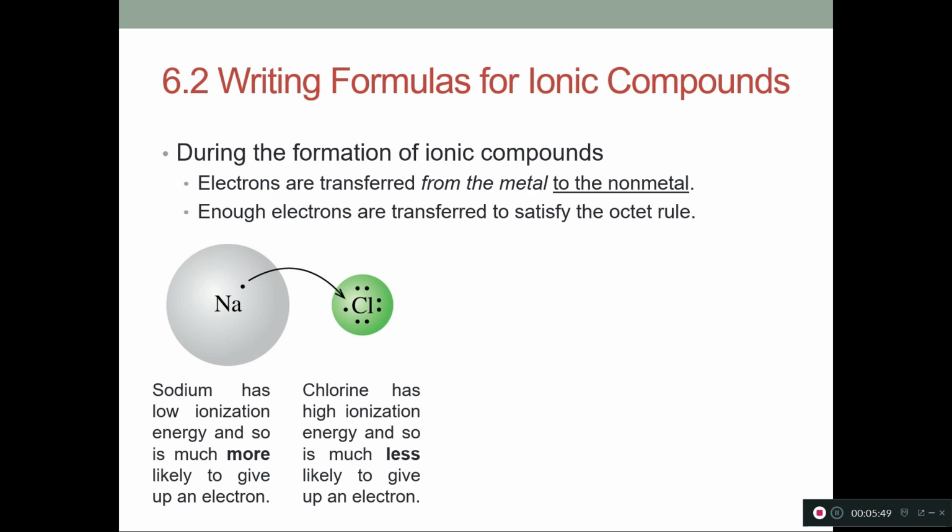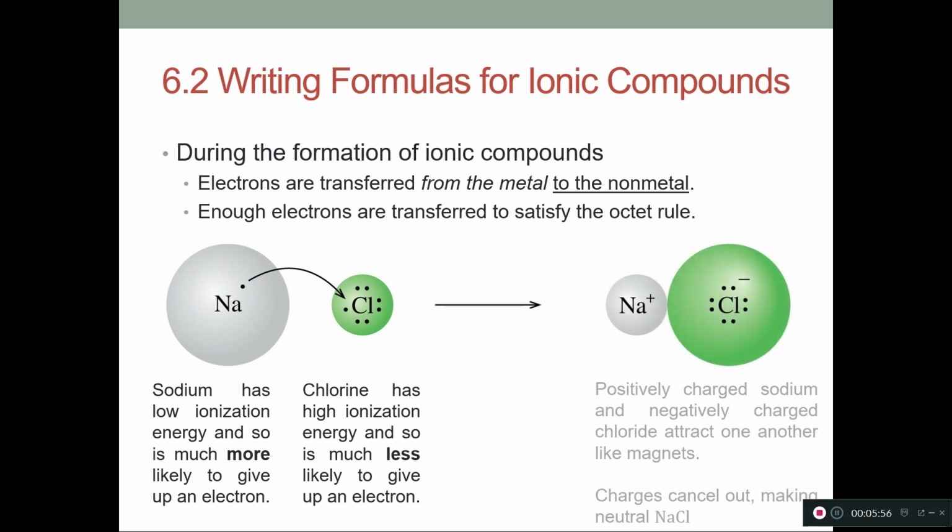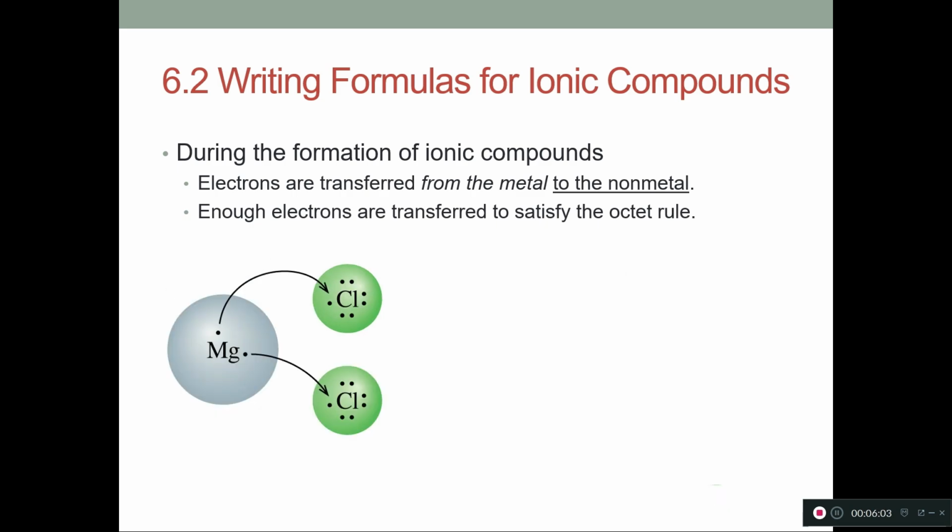And then when we have that electron transfer, the sodium becomes positively charged, the chlorine negatively charged, and then we have the electrostatic attraction. And so we see that the positive on the sodium is canceled out with the negative on the chloride. Similarly, we can have magnesium, which has 2 in its outermost shell, and then 2 chlorines, both with 7 in their outermost shell.